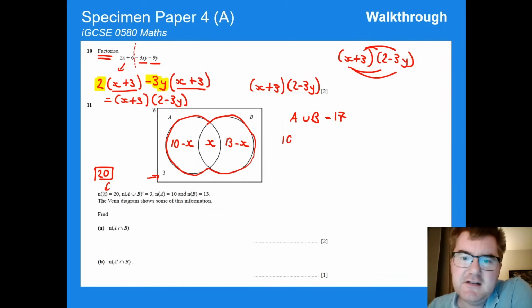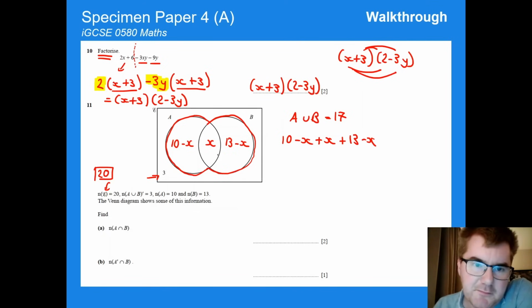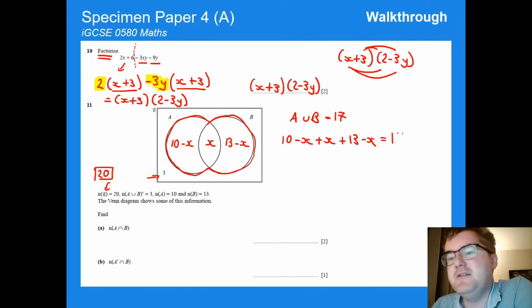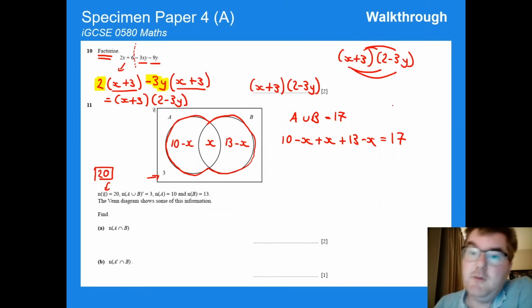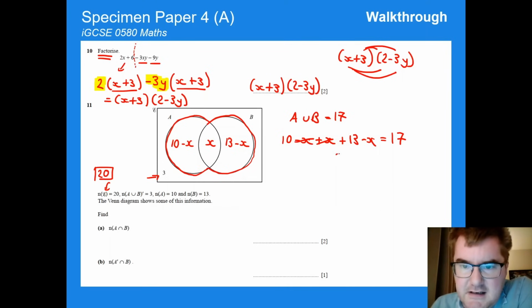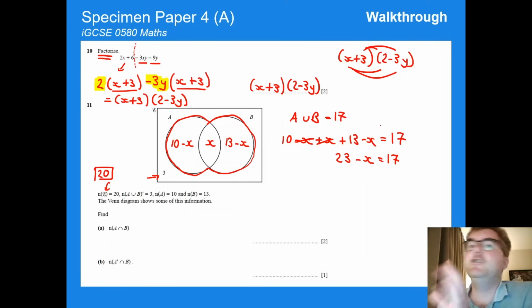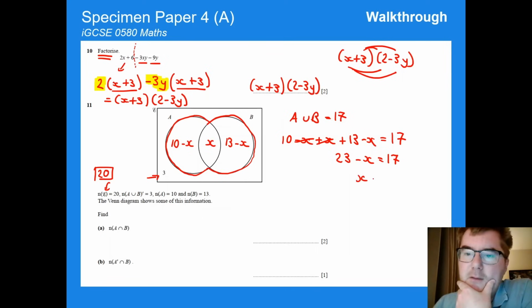So what I'm saying here is 10 minus x plus 13 minus x. All the stuff that I've just put in the circle has to add up to 17. And this is a nice, easy equation to solve. Notice we have a cancellation. So minus x and plus x disappear. That means 10 plus 13 is 23. Minus x is equal to 17. And again, you can use equation solving here, but then we get x is equal to 6.